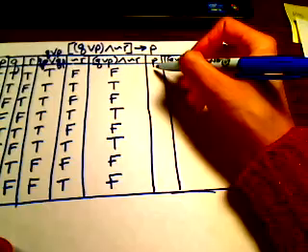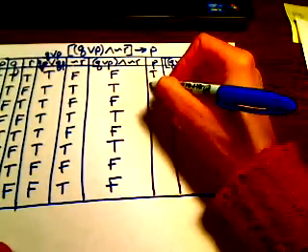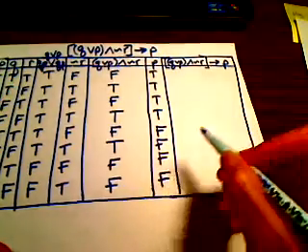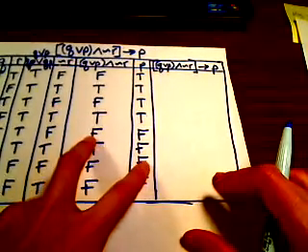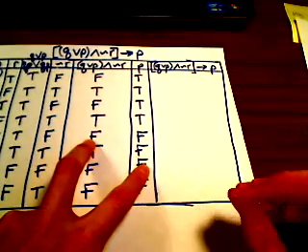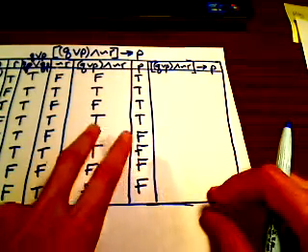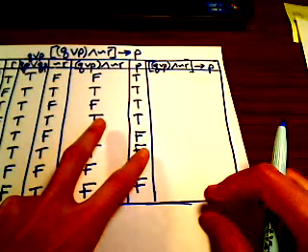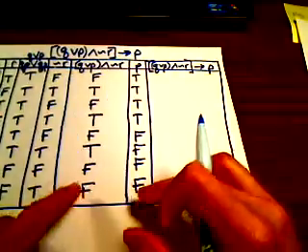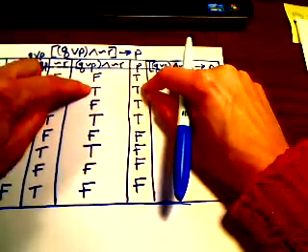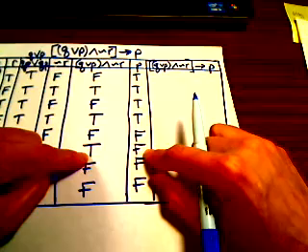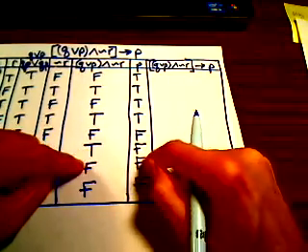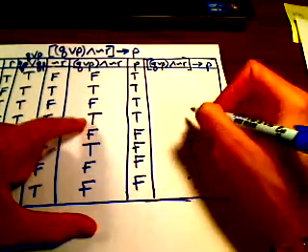Now I'm going to copy again my P column. So I've got 4 trues in a row, and then 4 falses. And now I'm doing a conditional between these 2 columns. The only time that the conditional is false is when you have a true for the first part, the antecedent, and a false for the consequent, the second part. So let's just look. Do we have any true-falses here? No, no, no, no, no. Here's a true-false. So my true-false here is going to end up being false, but everything else is going to end up being true.